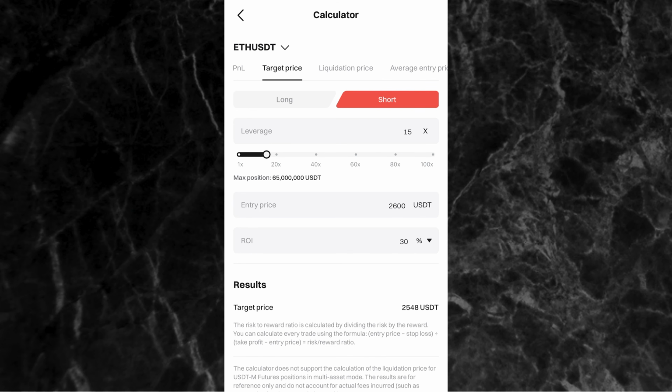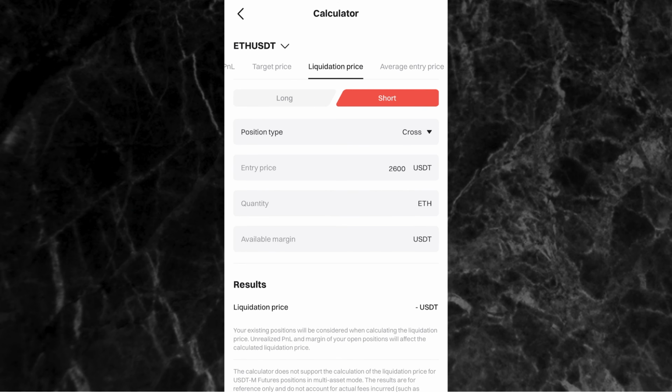Now the third thing you can use the futures trading calculator to do is to calculate your liquidation price. Now, liquidation price is the price at which you will lose all your money.